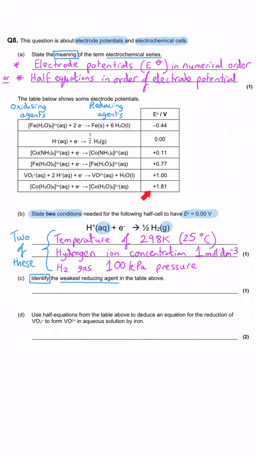Well, the electrode potential value tells us a measure of how good at going in the forwards direction these half equations are. So in other words, how good at taking electrons they are.